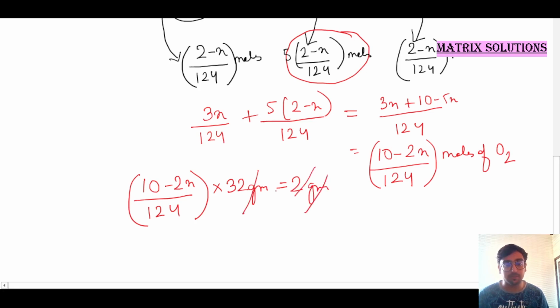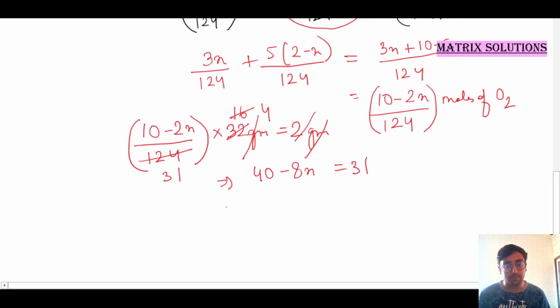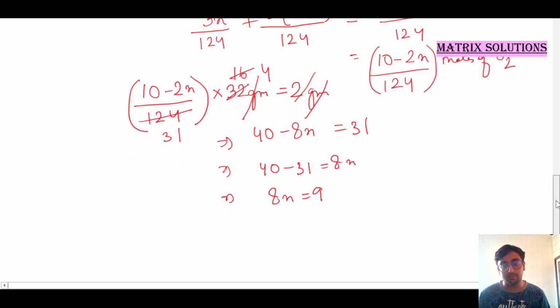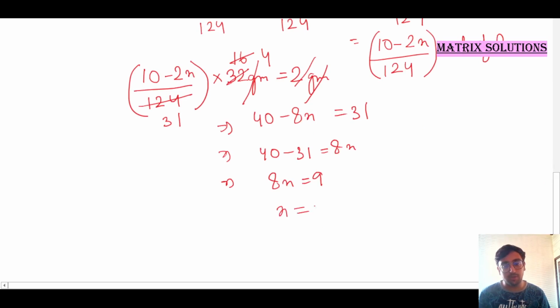Gram, gram cancel. This becomes 16 divided by 4, equal to 31. Then 4 multiplied by 4 gives 40 minus 8x equal to 31. Then 8x equals 40 minus 31, so 8x equals 9. Then x equals 9 by 8, which means 1.125 grams.